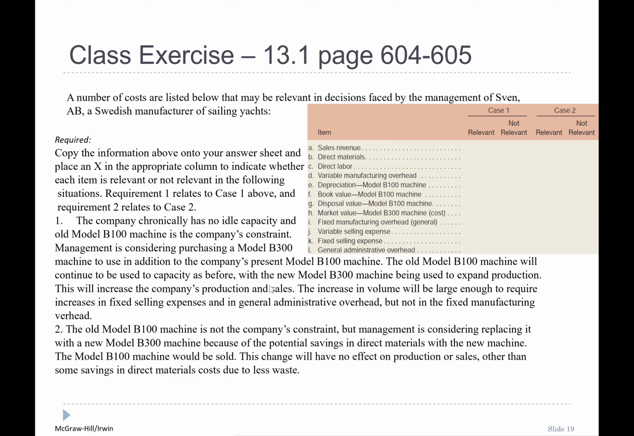The old model B100 machine will continue to be used to capacity as before, with the new model B300 machine being used to expand production. So this will increase the company's production and sales. The increase in volume will be large enough to require an increase in fixed selling expense. Your fixed general administrative overhead is going to be increased, but not the fixed manufacturing overhead. So case one, let's see the answer here.